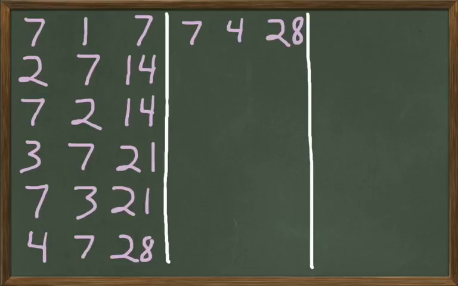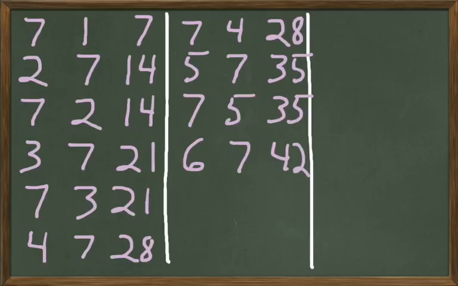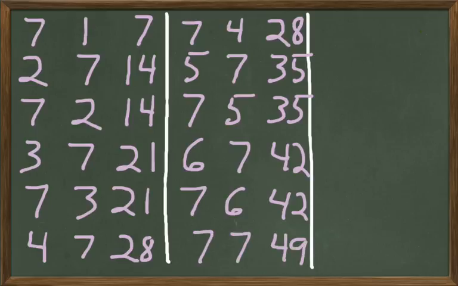5 times 7 are 35, excuse me. And 7 times 5 are also 35. Now 6 times 7 are 42. 7 times 6 are 42. 7 times 7, how many do you think that is? That's 49. 7 times 7 are 49.